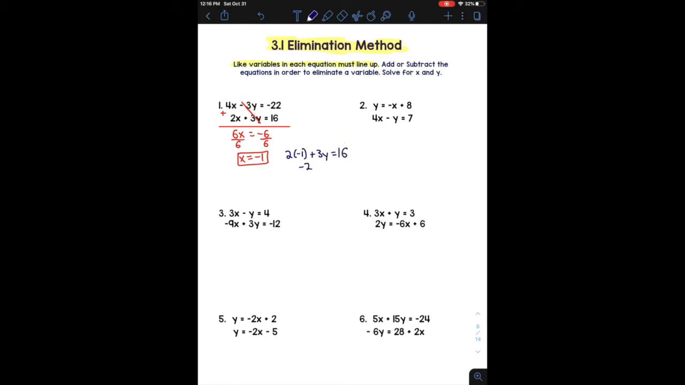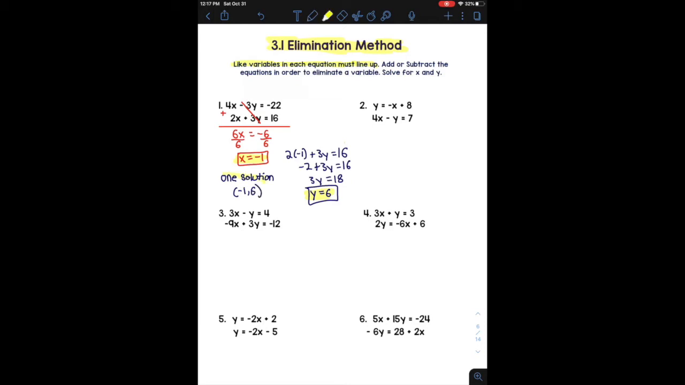When we simplify, we'll get negative 2 plus 3y equals 16. I'll add the 2 over to both sides, and when you divide by 3, we get that y is equal to 6. We're not going to leave our answer as just two values. The solution is an ordered pair. I know that this would represent one solution, and that would be the ordered pair negative 1, 6.